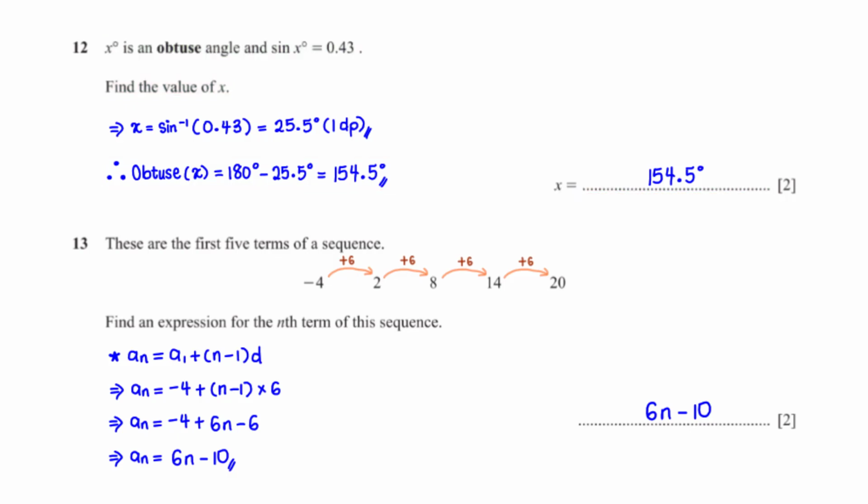These are the first 5 terms of a sequence. Find an expression for the nth term of this sequence. When we look at the sequence, we see that there is a constant difference of 6 between the terms. Here is the formula for finding the nth term of a sequence with a constant difference. A1 is the first term of the sequence, which is -4. D is the common difference, which is 6. When we expand the brackets, 6 times n is 6n, and 6 times -1 is -6. -4 minus 6 is -10, so we have 6n minus 10.